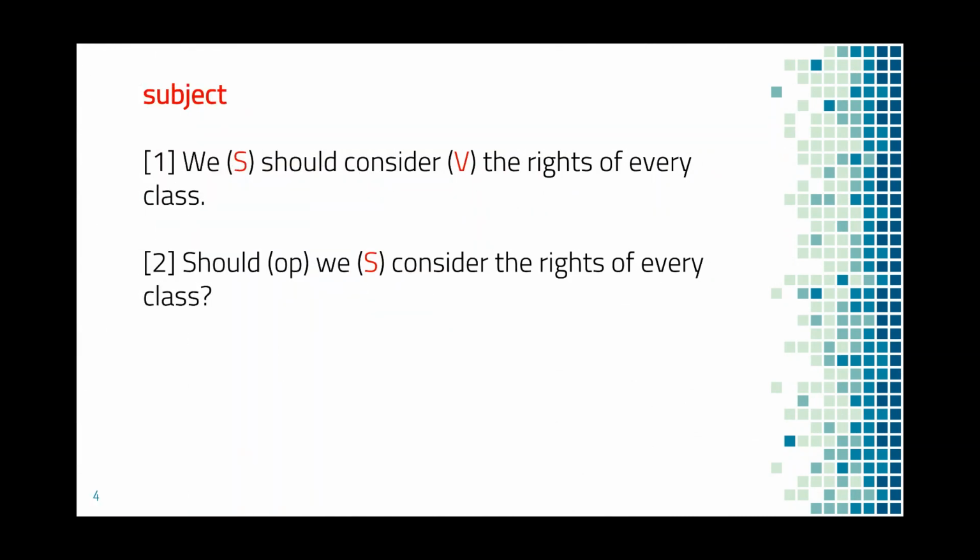Now, the subject is an element that usually comes before the verb in a declarative sentence, such as example number 1, we should consider the rights of every class. Now, the word we, this is the subject because it precedes the verb phrase should consider. Sometimes the subject follows the operator in an interrogative sentence, such as number 2, should we consider the rights of every class? Now, should is the operator and we is the subject.